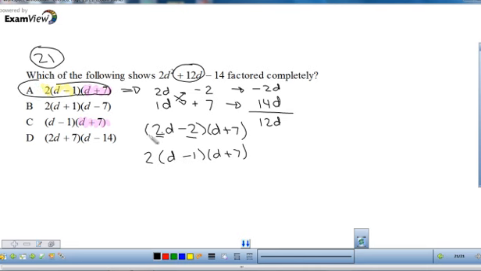There are different ways I could have written this as well. There's actually 3 ways to write this problem. So we were just looking for the one that had the 2 in the front.